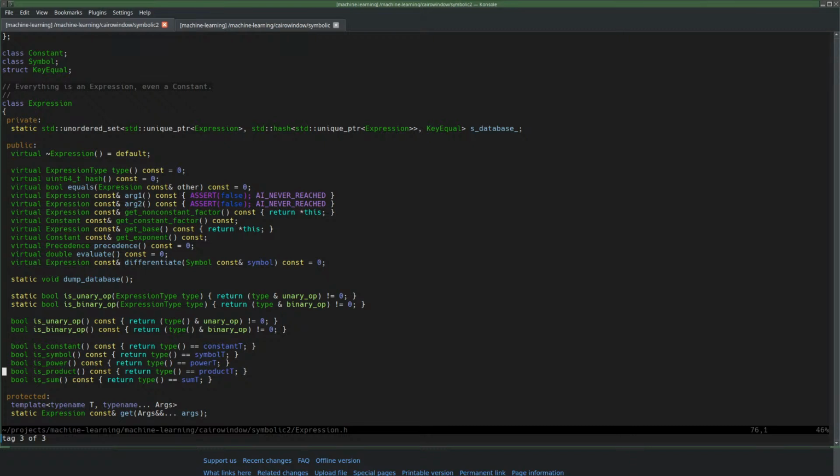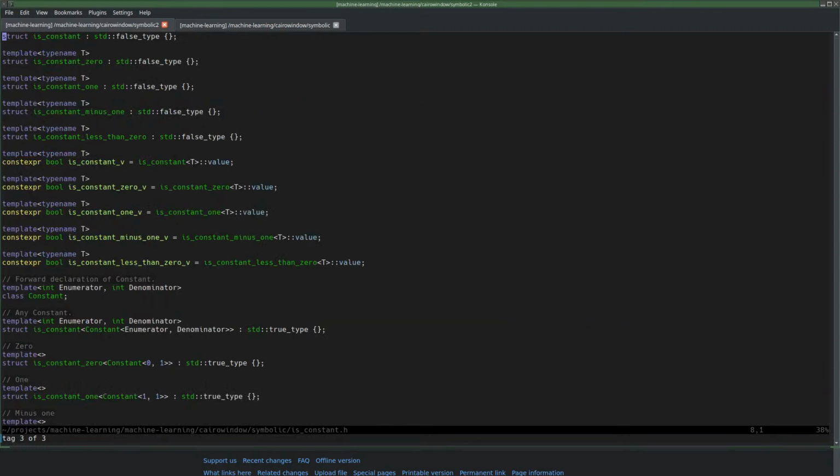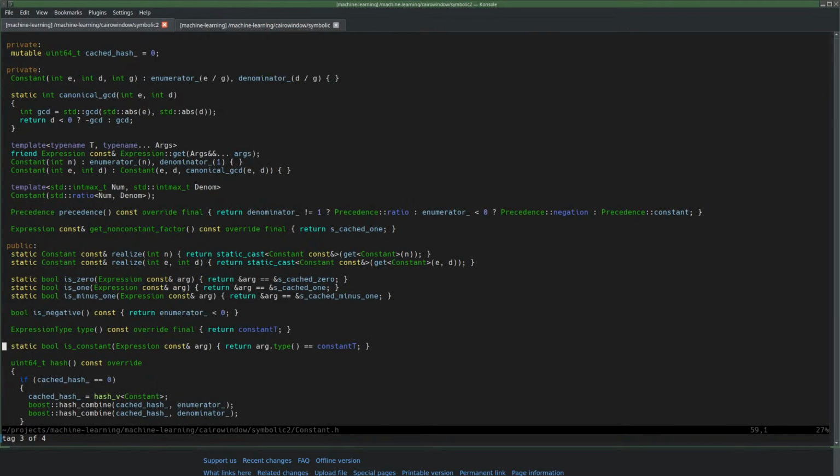Well, I have is product here, which calls type, and here we have an is constant of class constant. So actually, they're doing the exact same thing.